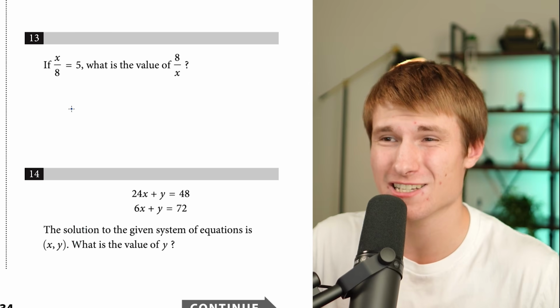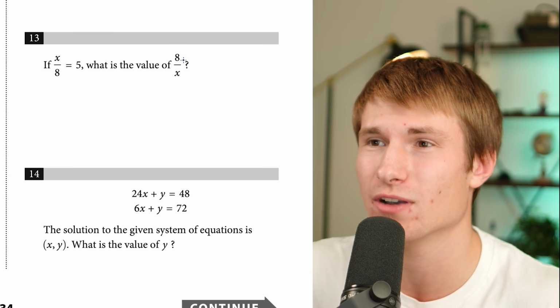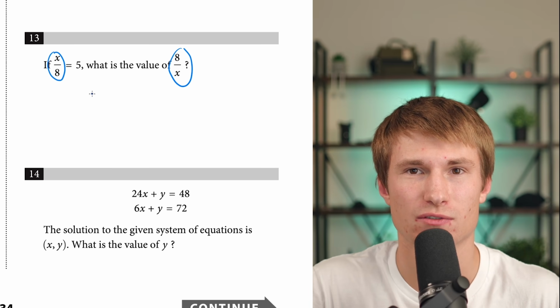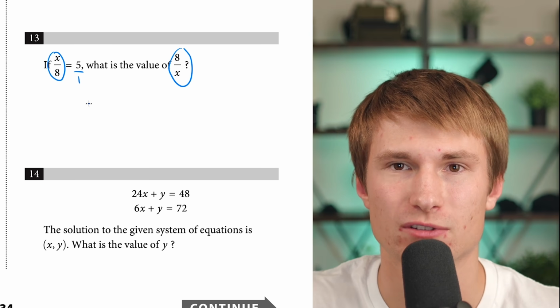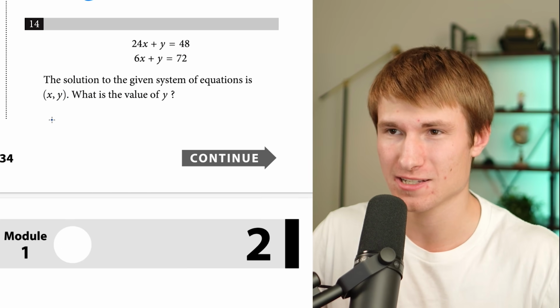Here's how to answer this SAT math question super quickly. Question 13 states if x over 8 is equal to 5, what is the value of 8 over x? Since we know that x over 8 and 8 over x are just flipped, all we got to do is take this 5 over 1, flip it to 1 over 5, and that'll be our answer. Here's a trick to help you be way more efficient on the SAT math section.